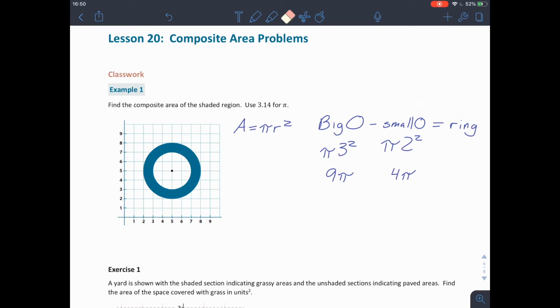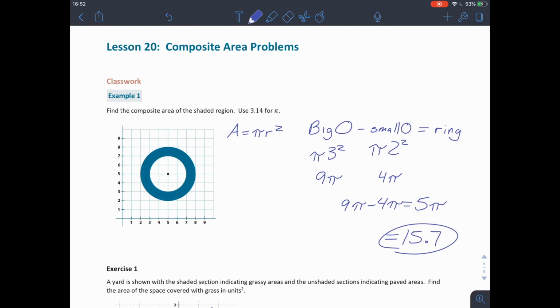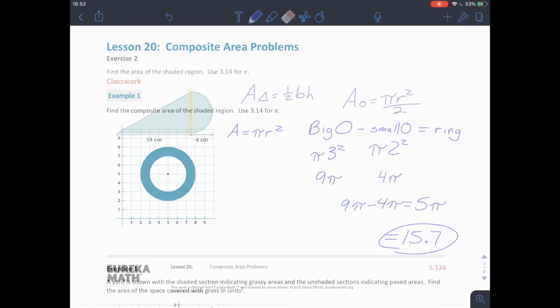Next, since I know I'm going to be subtracting those to find the area of my ring, I can subtract them now before I even calculate with pi. And I can treat my pi like a variable, and my 9 and my 4 like coefficients. And since these would be like terms, I could do 9 pi minus 4 pi to find that the area of the ring is 5 pi. Then, when I use 3.14 for pi on my calculator, I get that 5 times 3.14 gives us 15.7 square units for the area of our ring.